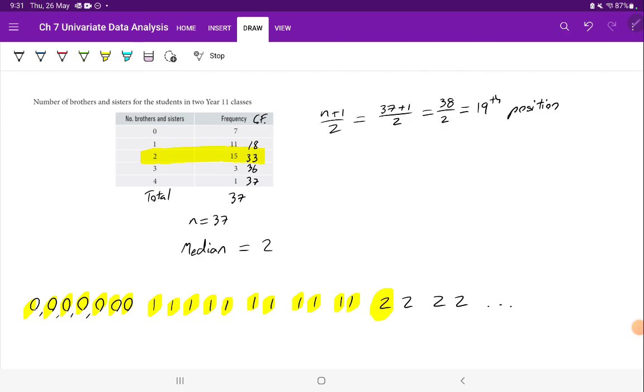Now, you could write out this data set because it is discrete. However, in continuous data, you're not going to be able to write it out if they're in data ranges. So the only way to do it is to work out that cumulative frequency and use the n plus 1 over 2th rule.